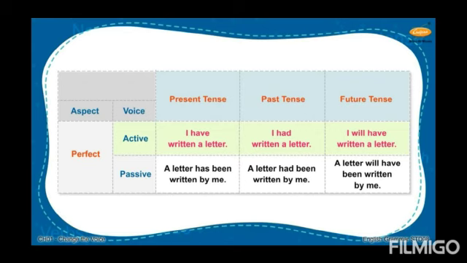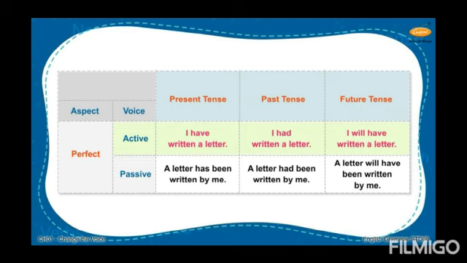Perfect tense. In perfect tense, in the active voice, I have written a letter. In passive voice, have becomes has. The action is completed, and since it is perfect, it has been completed, which is shown by "been". A letter has been written by me.